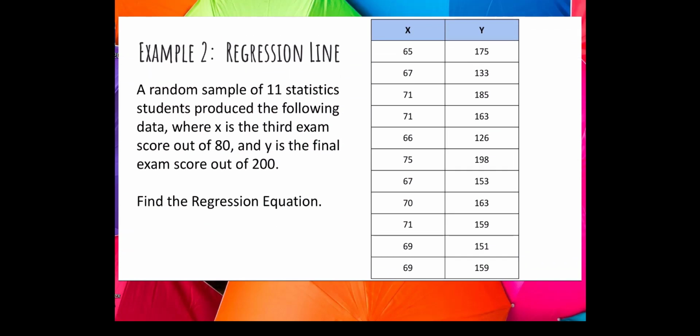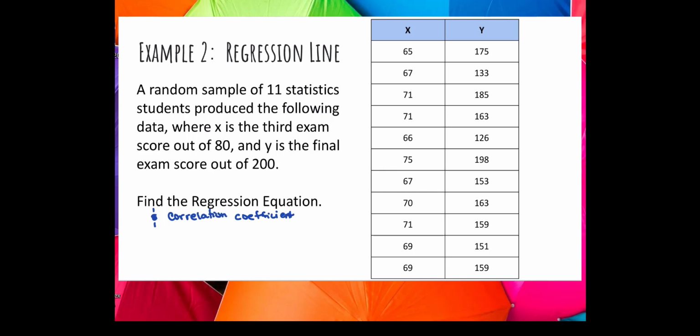All right, so we have one more example. It says a random sample of 11 statistics students produced the following data, where X is the third exam score out of 80, so it's not out of 100, and Y is the final exam score out of 200. Find the regression equation, and I'm going to say and the correlation coefficient.